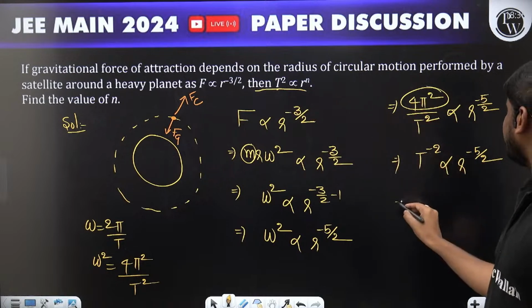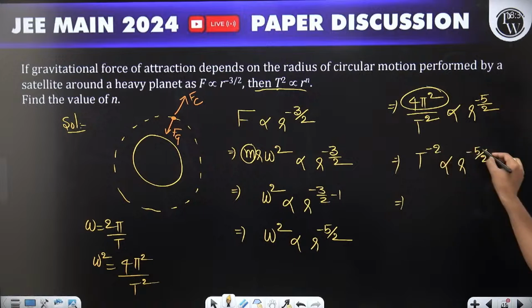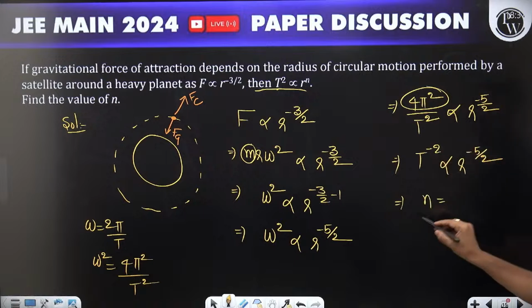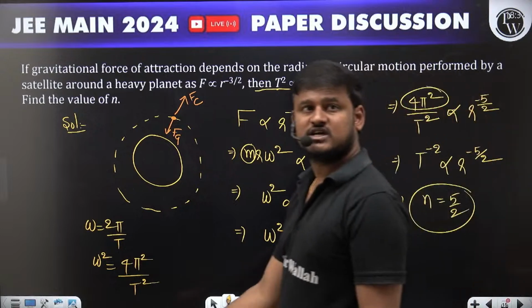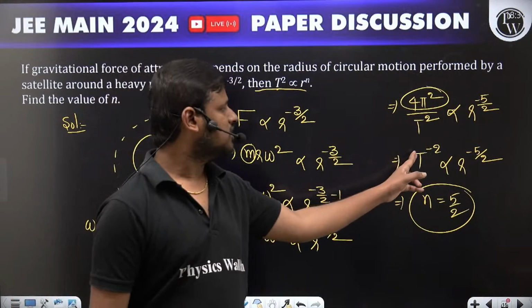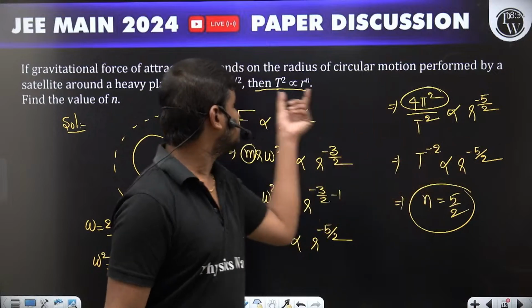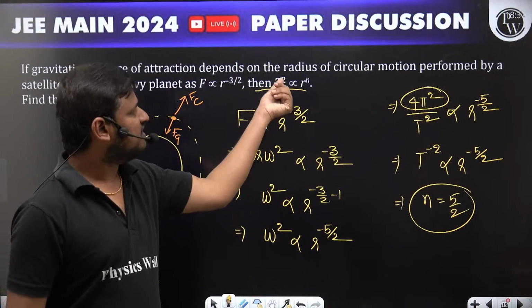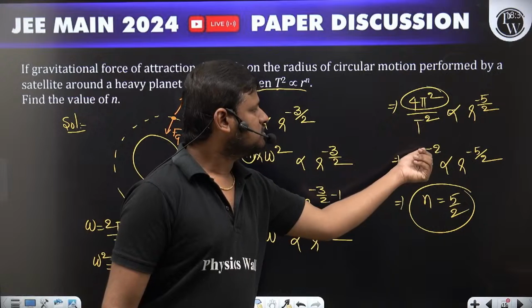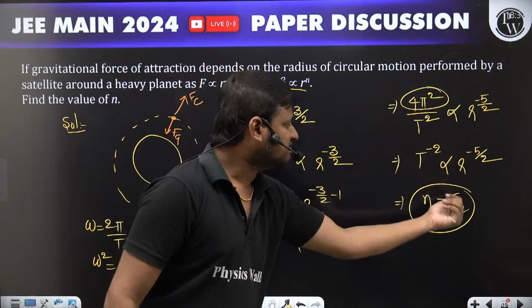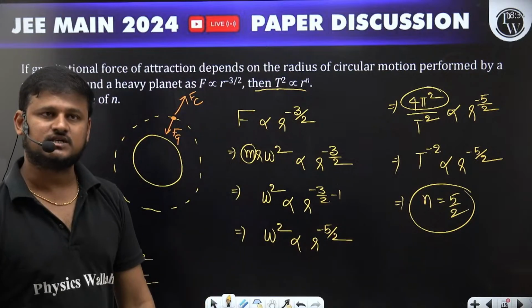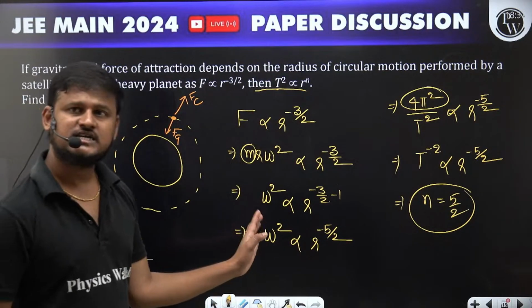So in place of n, what do we have? Minus minus gets cancelled. In place of n, we get 5 by 2. If you just compare T to the power minus 2 with r to the power minus 2, so the question is done. Here we actually required T square, so minus minus gets cancelled on either side. Then in place of n, we have 5 by 2. That's it. Done guys. Easy question only.